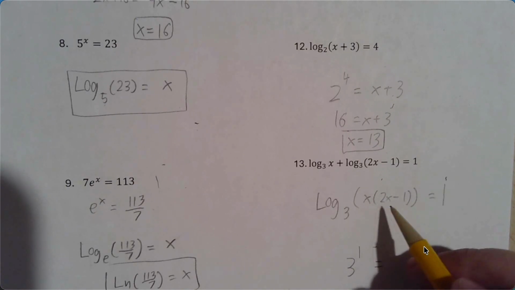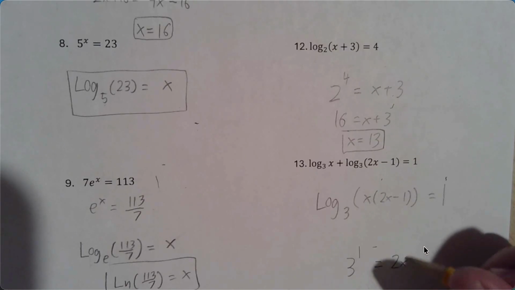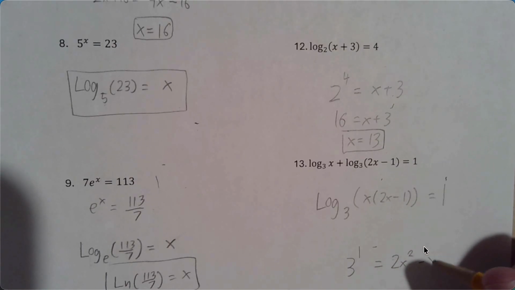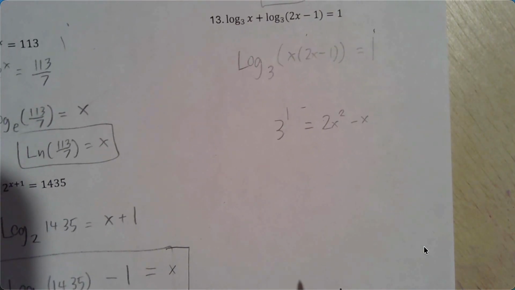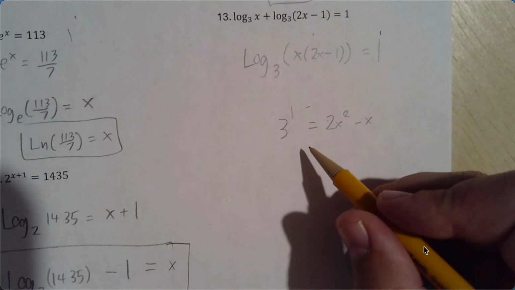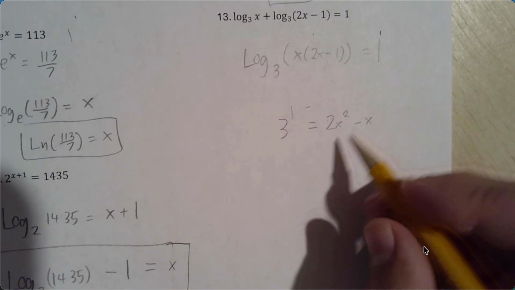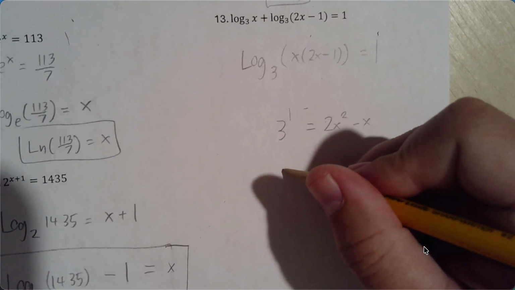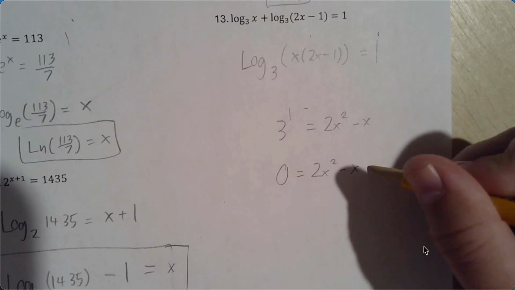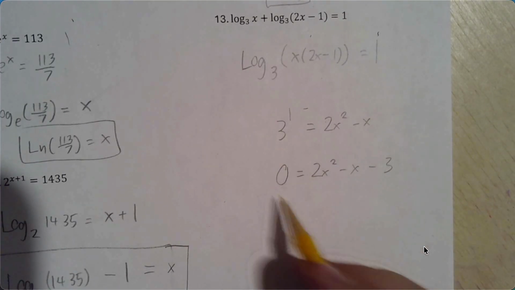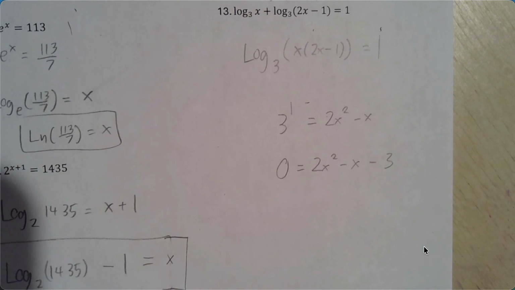Now, careful, watch how I write this. All of this was in a log and it was multiplying, but now I'm going to write that as 2x squared minus x. I'm going to distribute that x as I rewrite it in this new form. Okay, well, what do I do with that? Well, bummer. This is 3 to the first, which is just 3. There's an x squared to my problem. There's only one way to solve things with x squared. You're going to have to move it over to one side and either factor or use the quadratic formula.